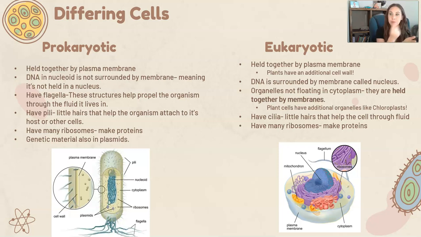Remember, pro means before, and we can remember pro means no. So before they had a nucleus, no nucleus in prokaryotic cells. Now they are held together by a plasma membrane or a cellular membrane, okay? So the membrane is all on the outside of the cell that kind of holds everything together. Now the DNA in the nucleoid is not surrounded by a membrane, which means there is no membrane holding that together in a nucleus, okay?